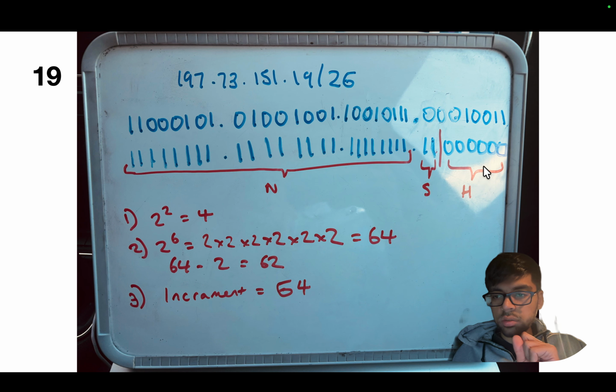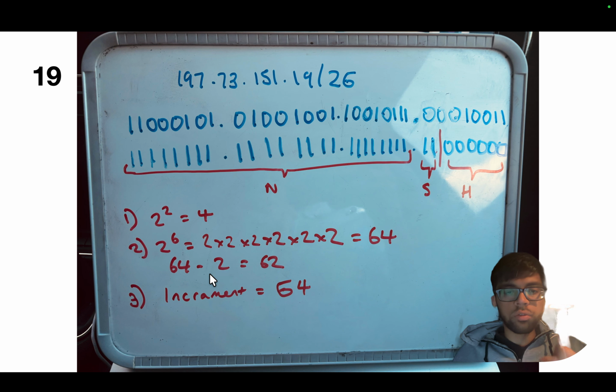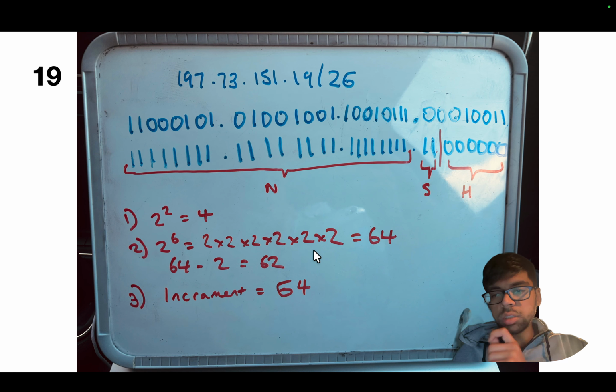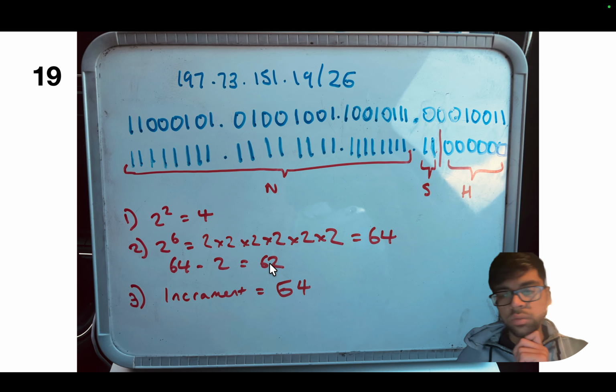Okay, 6 in relation to 6 unmasked bits here. So that's 2 times 2, which is 4, times 2 is 8, times 2 is 16, times 2 is 32, times 2 is 64. Minus 2 now, we don't forget to do this. 64 minus 2 is 62. Okay, 62 host IP addresses per subnet. There's 4 subnets, 62 host IP addresses available.